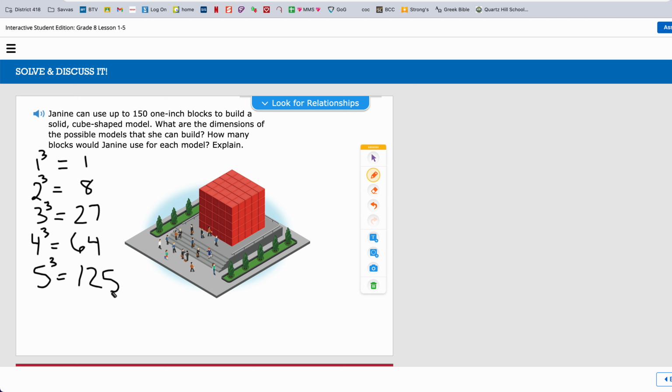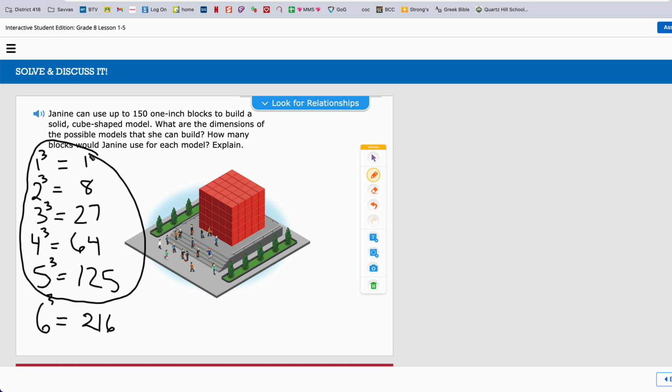Okay, what about 6 cubed? 216. Oh, okay, so if she tries to do 6 cubed, she's going to run out about 2/3 of the way through, and she's going to be disappointed. So she doesn't have enough blocks to do that. By the way, the picture here shows 5 by 5 for her model that she's built. So there you go. Any of these would work, but she can't go any bigger than that, right?